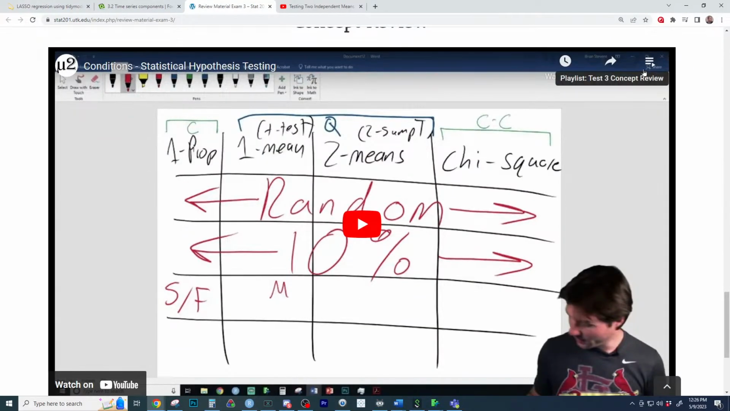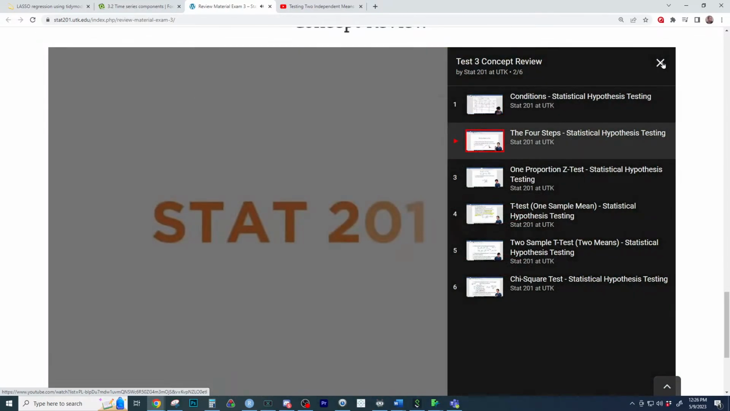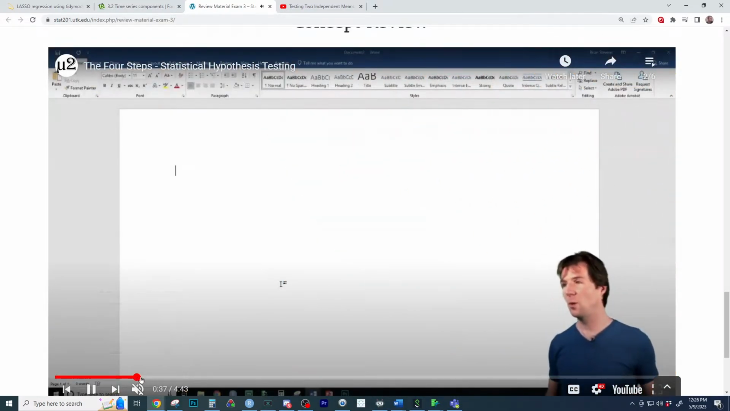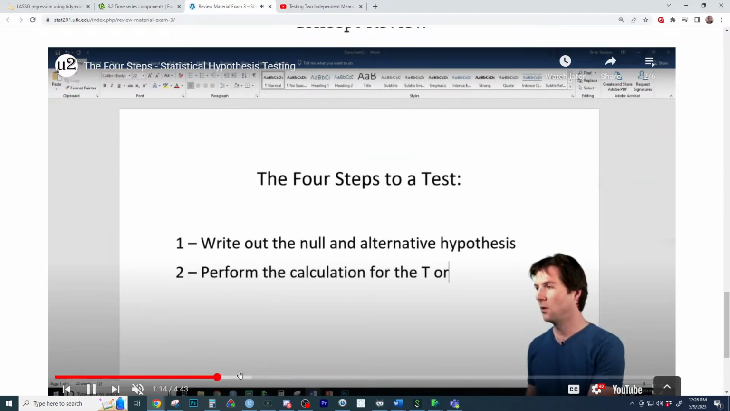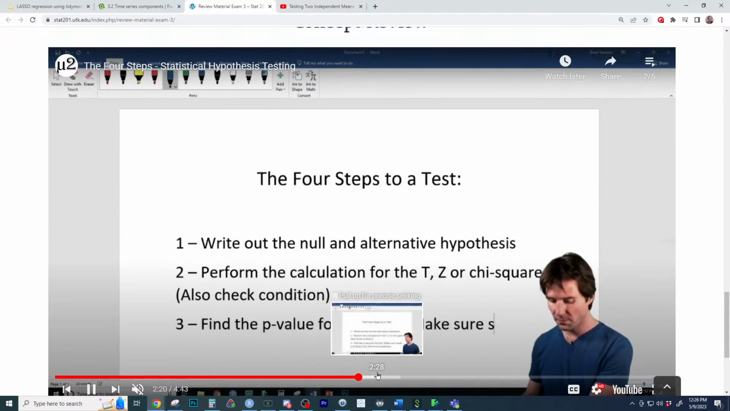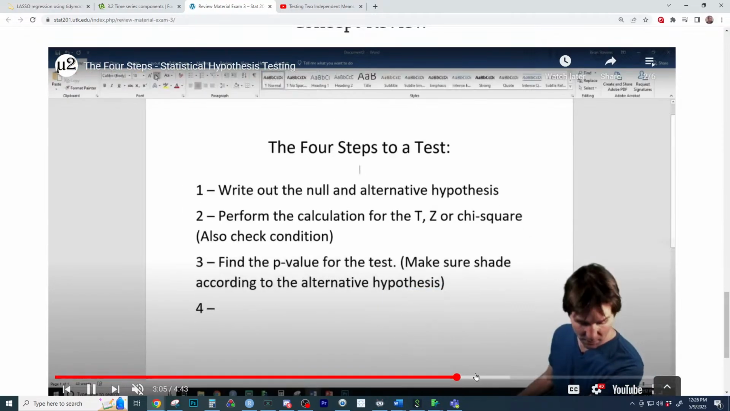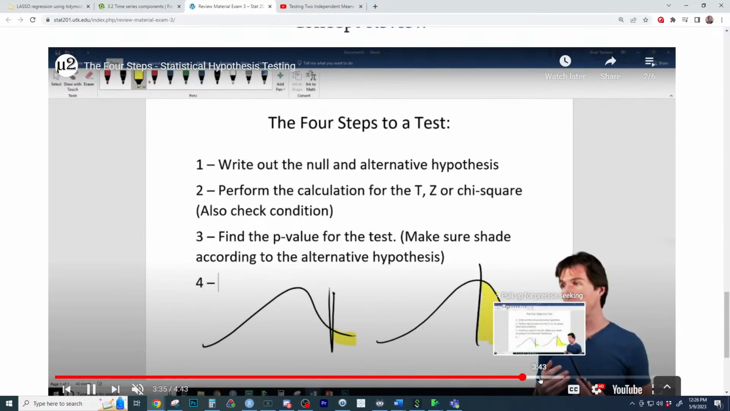Concept review, I think, is really great because I've got examples of each one of the things that you could be doing. Right here, we've got the 4 steps. I do it a little bit differently now. So here are the 4 steps right here. Write out your null and alternative hypothesis. Perform the calculation for the t, the z, or the chi-squared, and check conditions. Next, we find the p-value and state your conclusion. I decided to call this the hacks method nowadays. So this is me just talking about the steps.